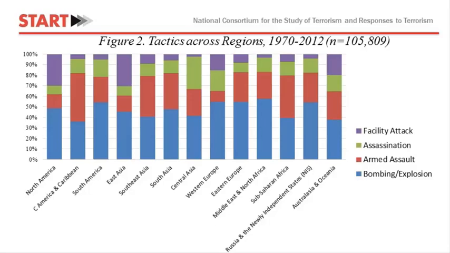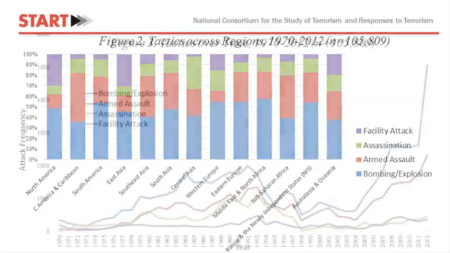While facility attacks in general were the least common of these four attacks, regional exceptions to this pattern are found, particularly North America, East Asia, Western Europe, and Australasia, Oceania. In fact, for North America and East Asia, facility attacks are second only to bombings as a tactic, suggesting that compared to perpetrators in other regions, terrorists in these regions were less interested in killing or injuring people.